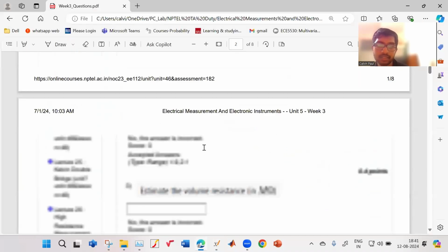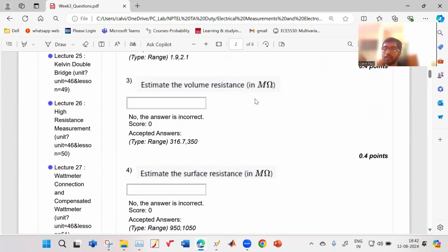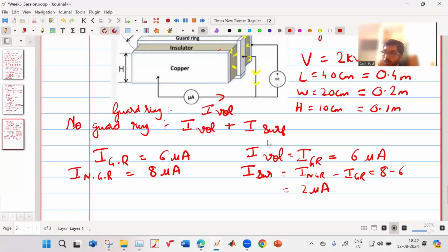they are asking to estimate the volume resistance in mega ohm. You must note down mega, milli, ohm, what they want. We have to find that out. Estimate the volume resistance and estimate the surface resistance. So now, what is my volume resistance? I need to know.